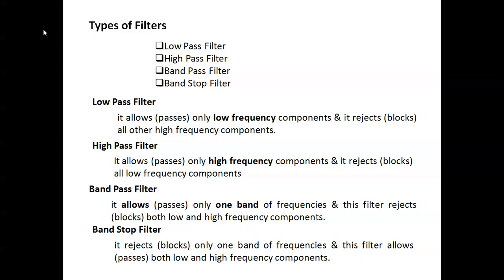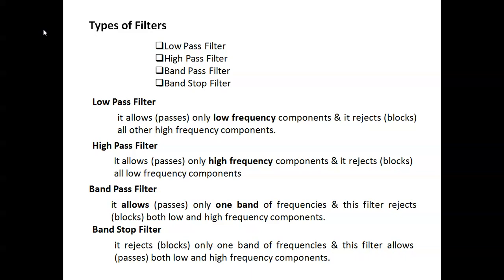Similarly, the high pass filter can only pass high frequency components and eliminates the low frequency components. Only high frequencies pass through this filter and low frequencies won't pass through. This is called a high pass filter.